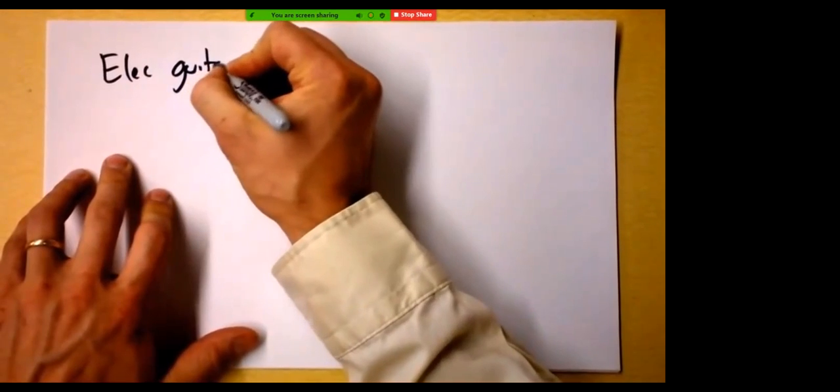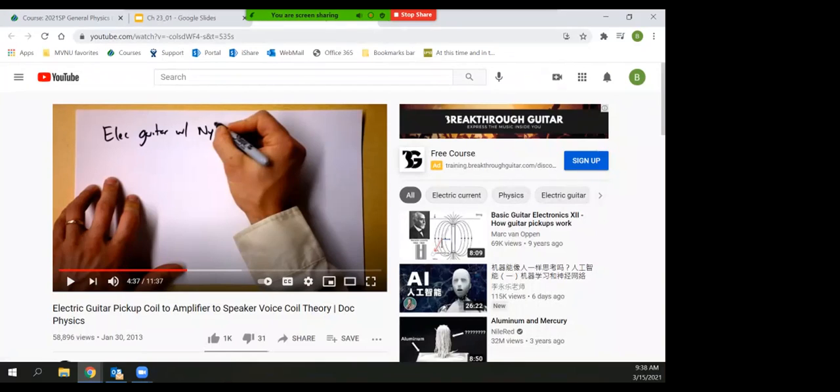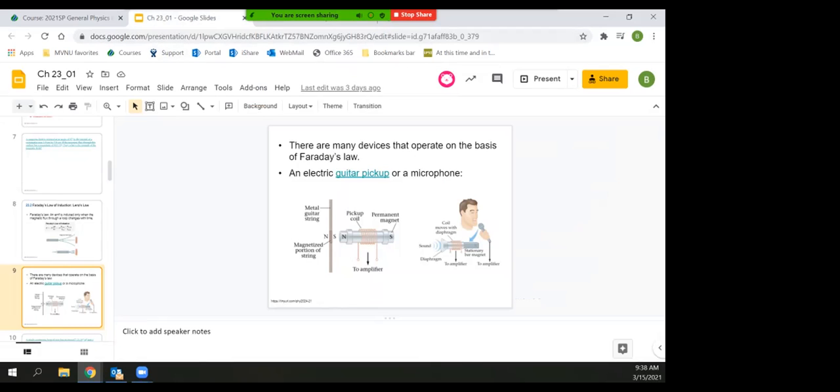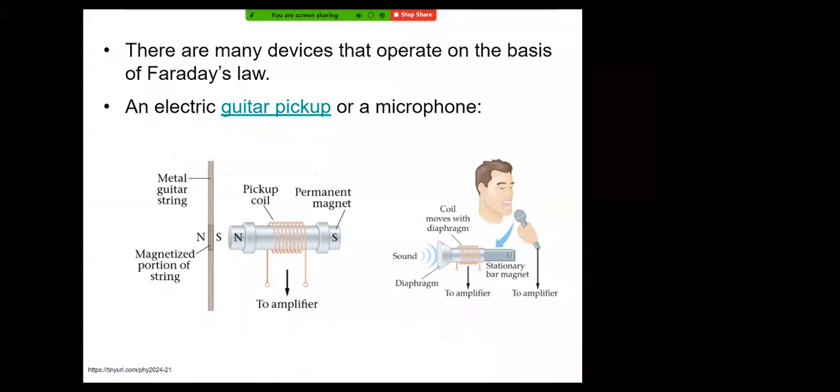Electric guitar with nylon. I think we can stop over here. That explains how the guitar pickup works. Okay, so for nylon, it will not work because it will not be magnetized, so it will not pick up. Okay, so we'll skip that. All right. Okay. Any questions you guys might have at this point?